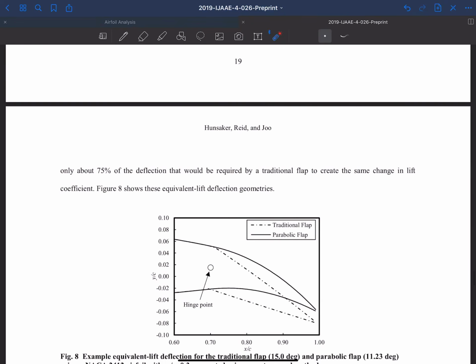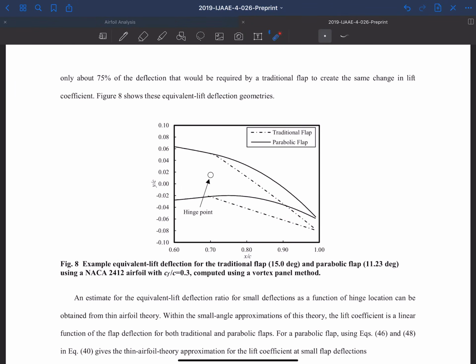Okay, so this is an example solution here. We've got our hinge point here, and again, this is the 2412 airfoil. We've got a cf over c of 0.3, so that means that our hinge point is at 0.7. And what we solved for here was the parabolic flap deflection that gave us the same lift coefficient at the same angle of attack as a traditional flap deflection. And so what we found was if we deflected the traditional flap 15 degrees, the parabolic flap only needed to deflect 11.23 degrees in order to produce the same amount of lift.